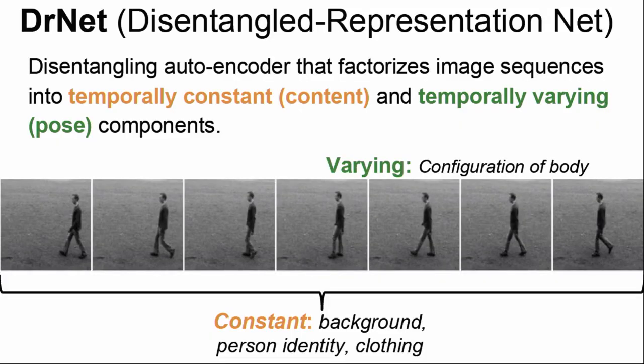So DRNet, or Disentangled Representation Net, is a disentangling autoencoder that factorizes image sequences into temporally constant and temporally varying components, which we call content and pose, respectively.